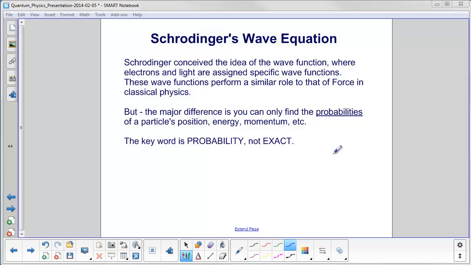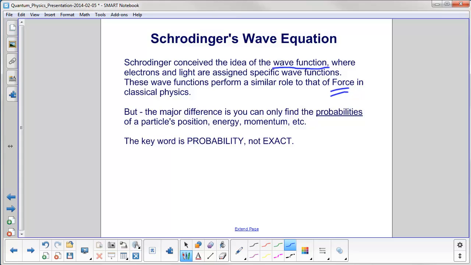Schrodinger conceived the idea of the wave function. This wave function is assigned to electrons and light, and they have very specific wave functions. And this performs a similar role to that of force in classical physics. If you know the forces on an object, you can tell its velocity, acceleration, other factors like that. The wave function does the same thing for these very tiny particles and light.